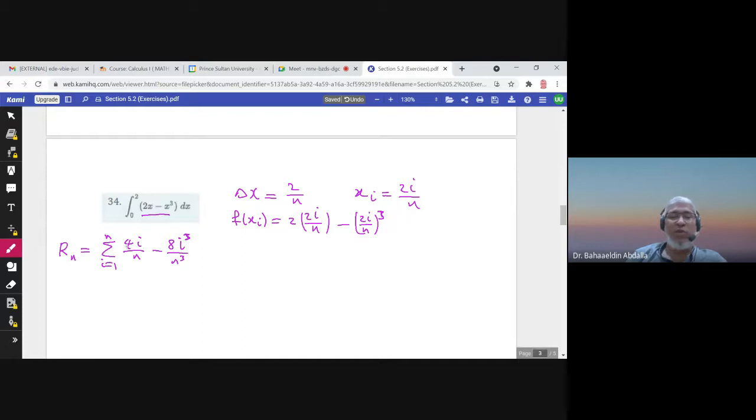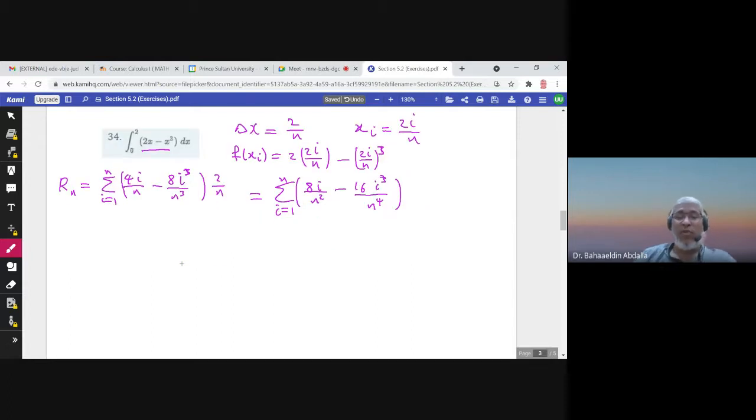If you raise this to the power 3 times 2 over n. Okay, I will expand this and write it as 8i over n squared multiplying 2 over n times the first term, and then 8 times 2 is 16i cubed over n to the power 4. All right, 8i over n squared and 16i cubed over n to the power 4.